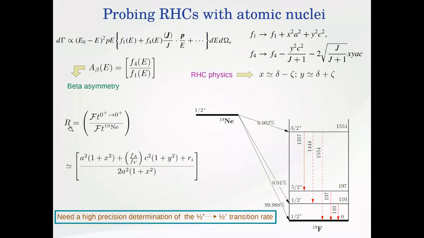So you need a measurement of R and you need a measurement of A beta. Now, the numerator in R is very, very well known because of a sustained campaign to measure these FT values for superallowed Fermi decays. So all you need to know is this and this to get useful constraints on right-handed currents. And here again, you will see the X and the Y come in if there is new physics. So for this, you need a high precision measurement of the 1/2+ to ground state 1/2+ transition rate. Okay, so that's one motivation to measure neon-19 beta decay very precisely.